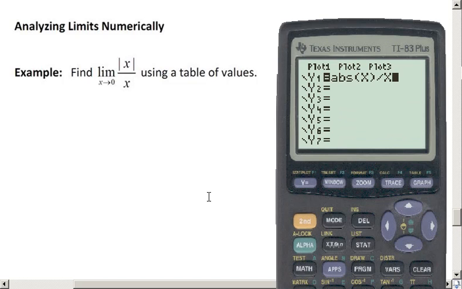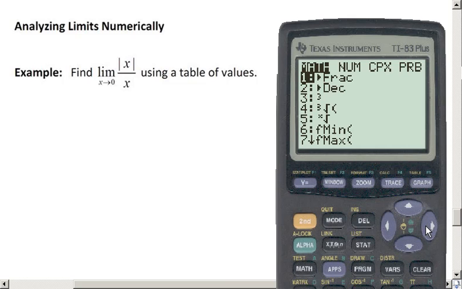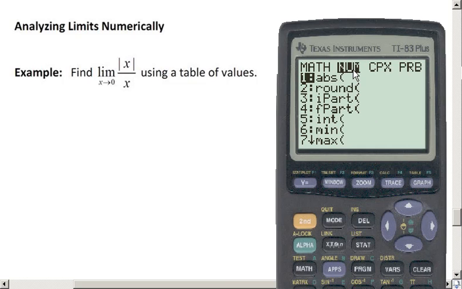The first thing you want to do is to verify that you've entered the equation correctly using the TI-83 Plus or TI-84. To get the absolute value function, you want to go to the math key and then go over to the NUM, or number, submenu, and the absolute value function is the first one.